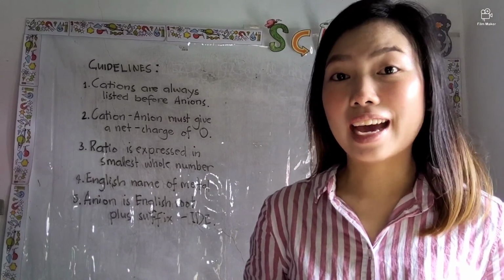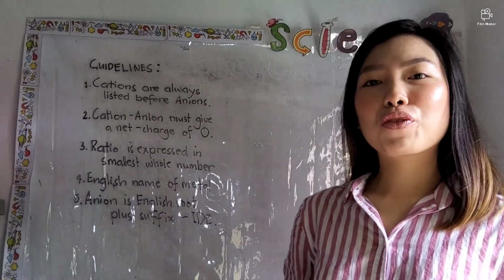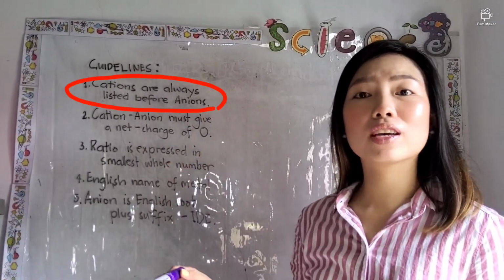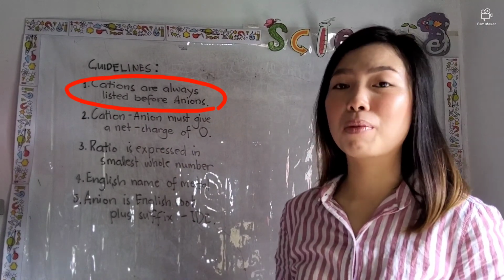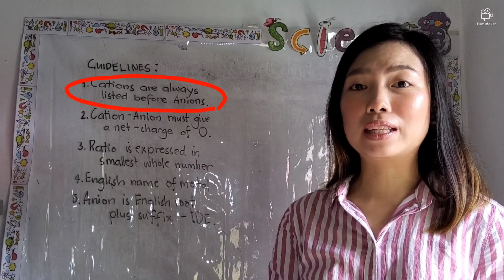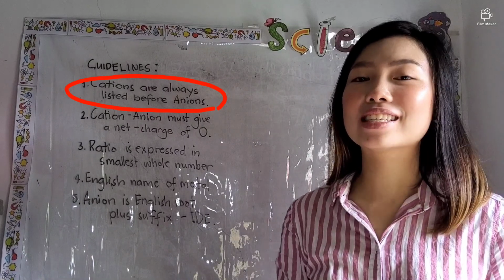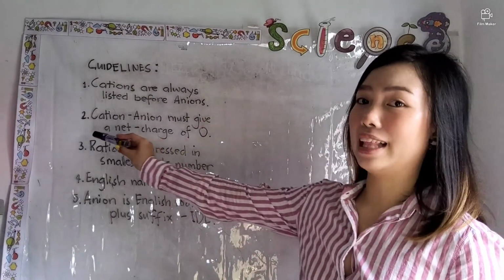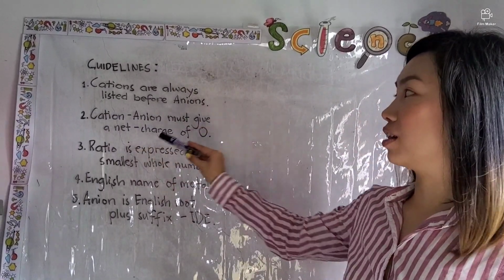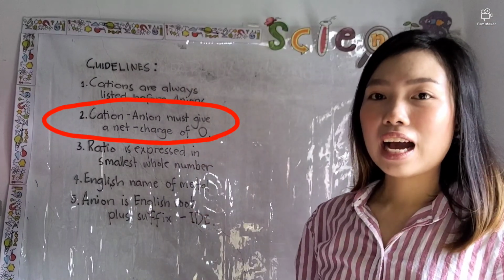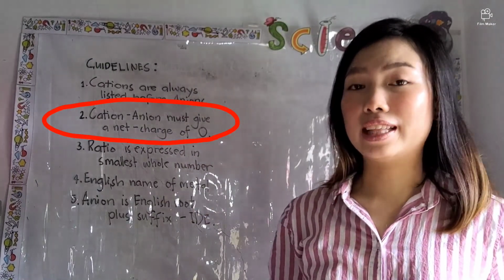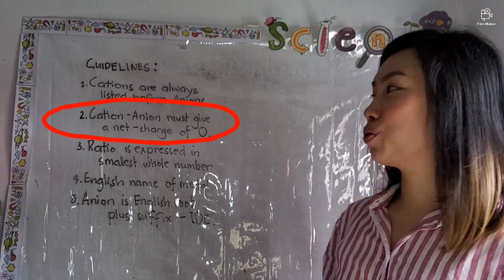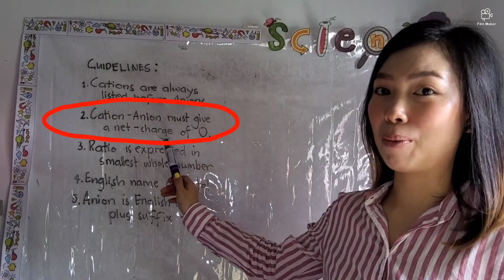Okay, so let us have these guidelines in the formation of ions. So the first guideline is cations are always listed before anions. So you always take note na nauunang isulat ang cation bago ang anion. So hindi sila pwede magkapalit ng pwesto. Laging una yung positive charge kesa sa negative charge. That's the number 1 guideline. On the second guideline, cation and anion must give a net charge of 0. So, kailangan, kapag magkasama ng ating cation at anion, kailangan sila ay mag-equal sa 0. Paano yun? So, we will show this in our example later.